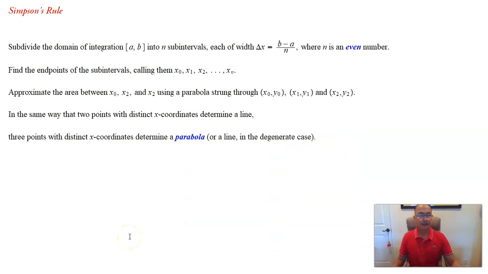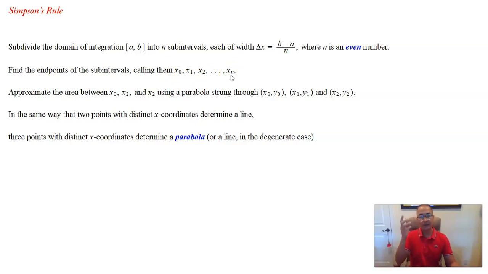All right, so here is Simpson's rule. It starts out in the same way as the trapezoid method. We will subdivide the domain into n subintervals, having the same formula for the width. Delta x is (b minus a) over n. But this time, n has to be an even number, and you will see why in a minute. So as before, we will locate the endpoints of the subintervals. We will call them x0 to xn, just like before.